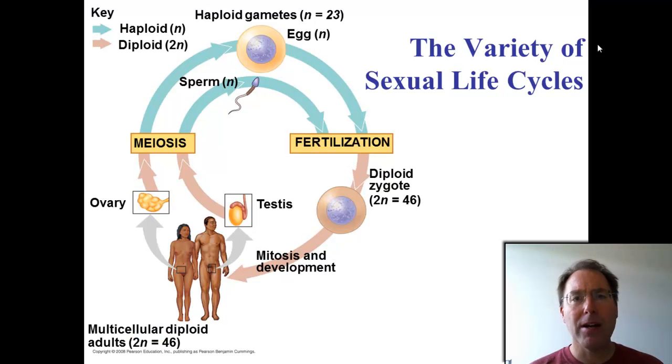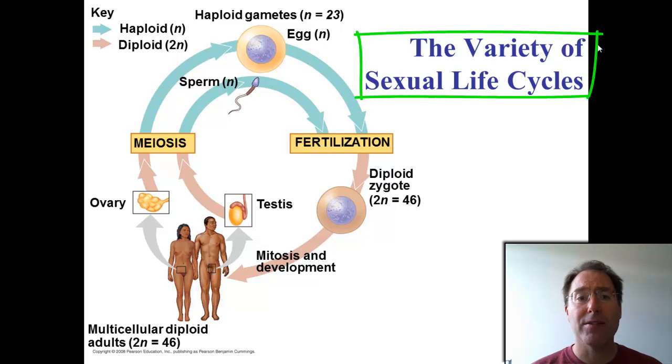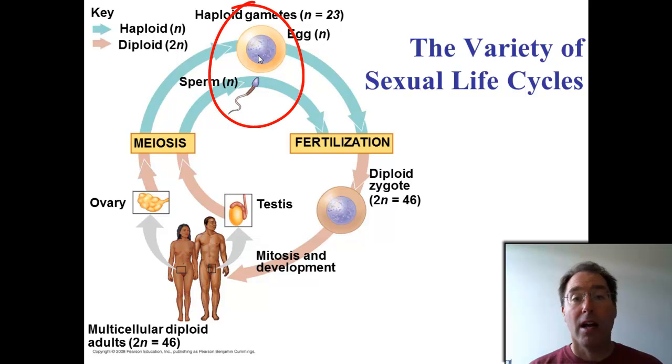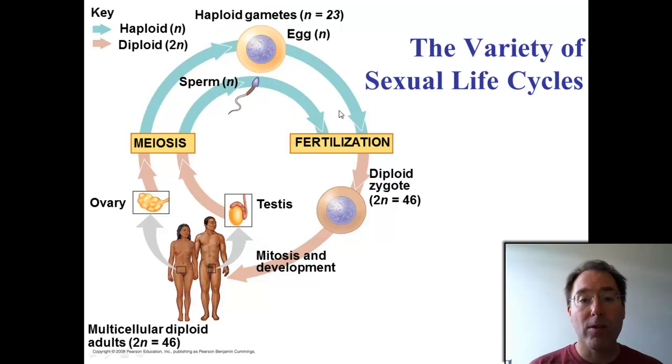The last segment of chapter 13.2 talks about the variety of sexual life cycles. This is a picture of a human. It may not look like a human up here, but it really is once the sperm has fertilized an egg. I want you to realize that at one time you were in your mother's uterus a sperm that had gotten into an egg. That's what you were. You were a single cell, and we'll call that fertilization.